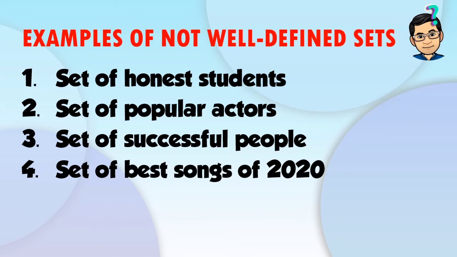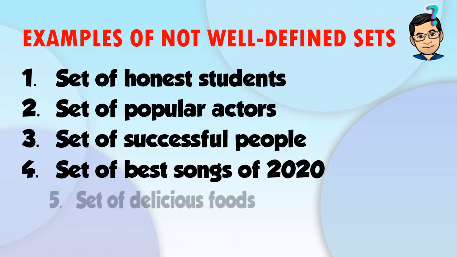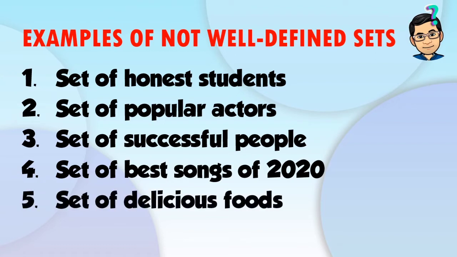Set of best songs of 2020. Okay, so ang best songs natin, syempre, nagbavary siya from one to another. Kung best song sa'yo itong kanta na to, malay mo, hindi naman siya best song sa iba, di ba? Okay, number 5, set of delicious foods. Again, iba-iba tayo ng favorite food. So, kung sa'yo gusto mo yung menudo, para sa akin, hindi ko gusto yung menudo. Okay, so yun po yung definition ng not well-defined sets.